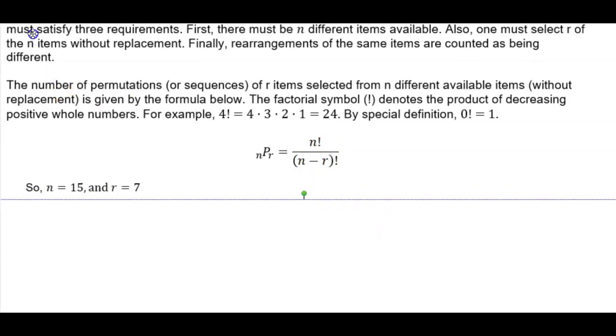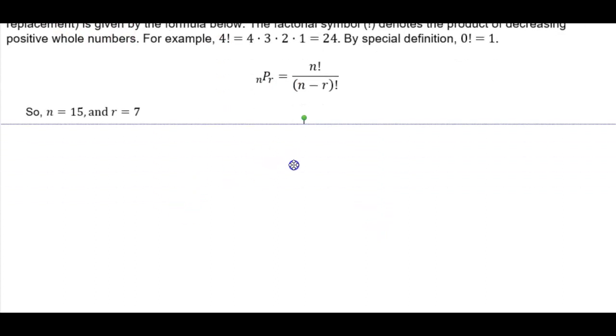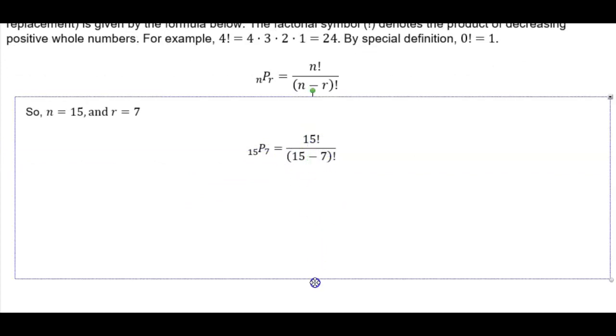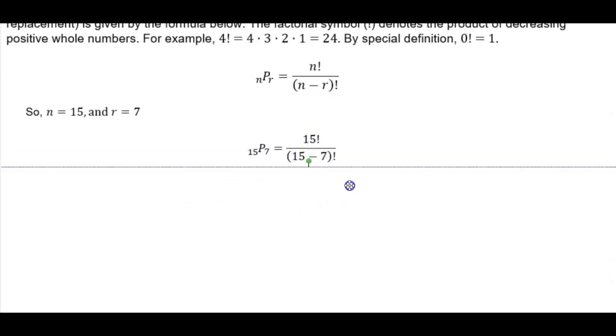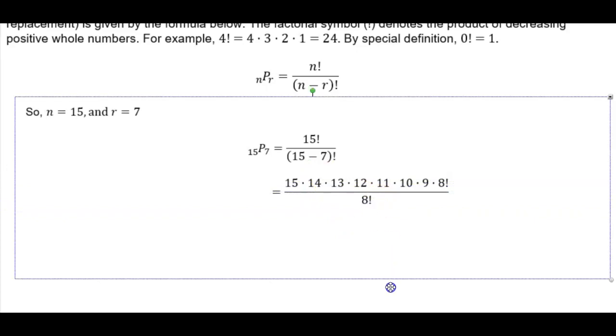So we know that n is equal to 15 and r is equal to 7. So we're going to plug that into our formula. So we're going to have 15 factorial divided by 15 minus 7 factorial. We'll always use the parentheses first. So 15 minus 7 factorial is 8 factorial.